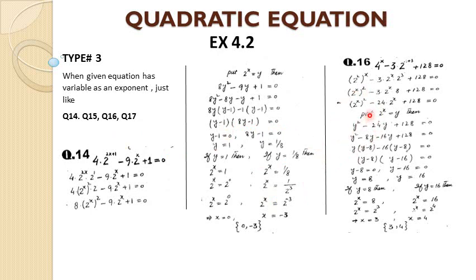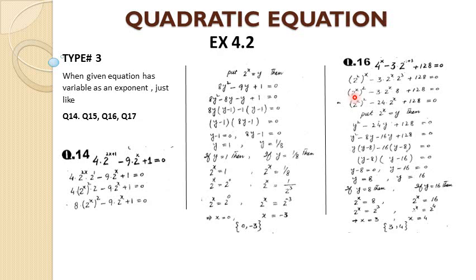Now I am moving towards question number 16. In question number 16, you can see 4 raised to the power x. Can I write it like this? 2 square, raised to the power x, because 2 square whole raised to x means 4 raised to the power x. Why? Because I want to make the substitution. Now minus 3 is the same, 2 raised to the power x plus 3. So I am just breaking this power as well. The same base, powers add, so I break it: 2 raised to the power x multiplied by 2 raised to the power 3 plus 128 is the same.